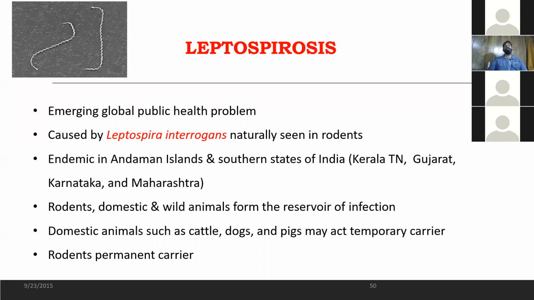Leptospirosis is an emerging global public health problem caused by Leptospira interrogans, naturally seen in rodents. It is endemic in the Andaman Islands and the southern states of India, especially Kerala, Tamil Nadu, Gujarat, Karnataka, and Maharashtra. Rodents, domestic and wild animals form the reservoir of infection. Domestic animals such as cattle, dogs, and pigs may act as temporary carriers, while rodents are permanent carriers.